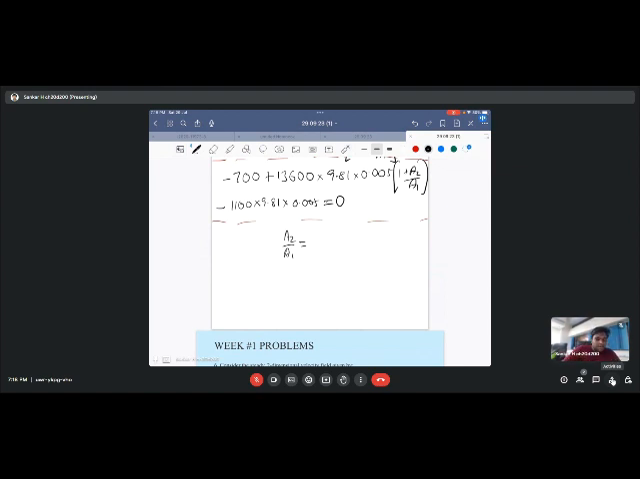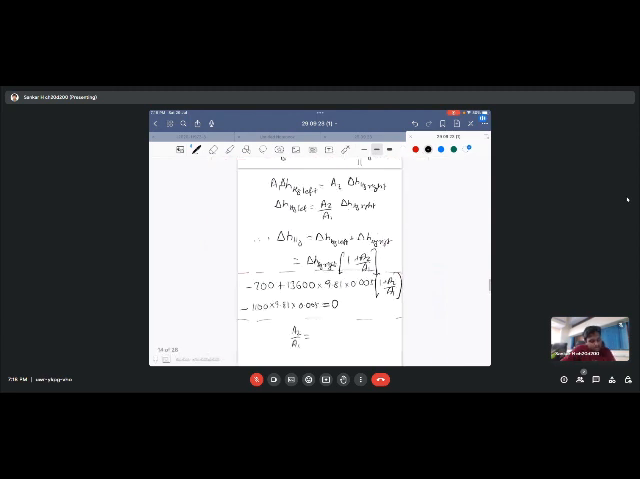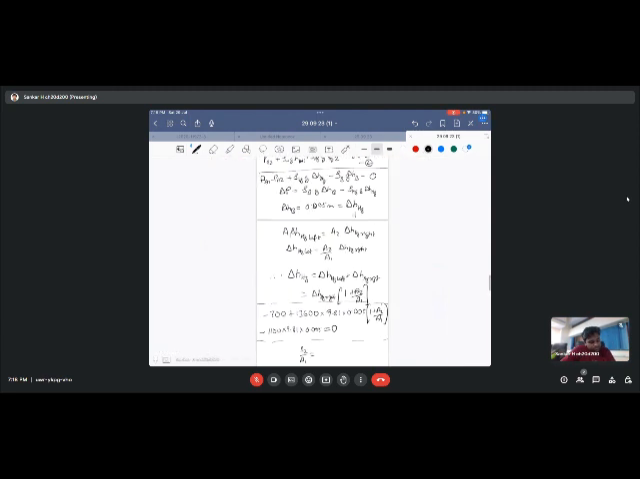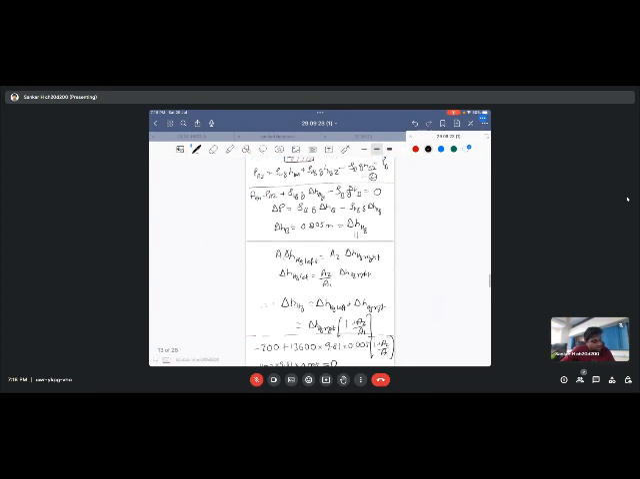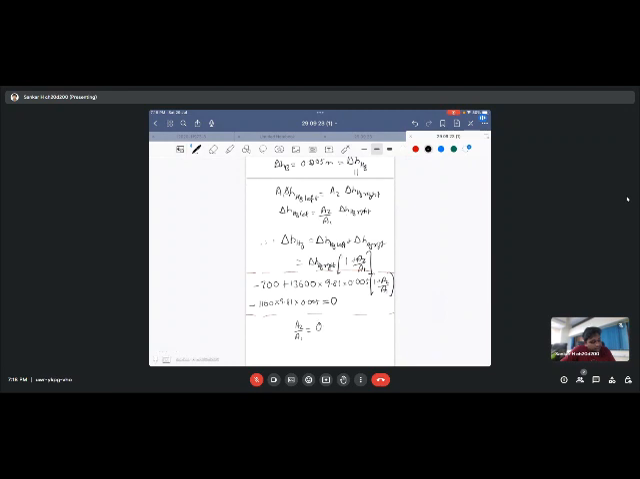I'll wait for a minute to see if you are able to do this on your own, and if you still have any doubts, please let me know. You'll get the value of A2 by A1 as 0.13.